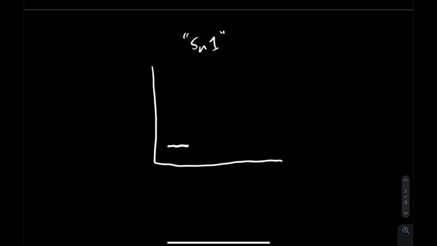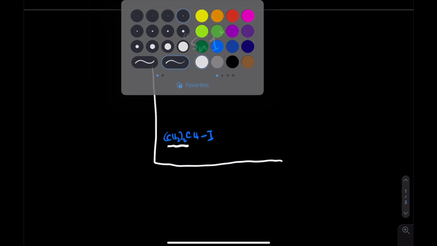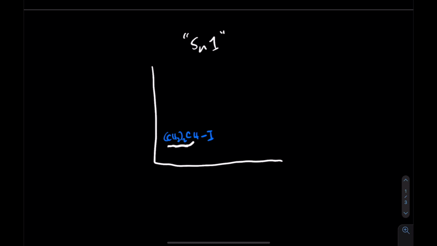Let's draw this again. (CH3)2CHI. And the first transition state is actually going to be this bond getting really long. This bond just getting so long it's about to snap.